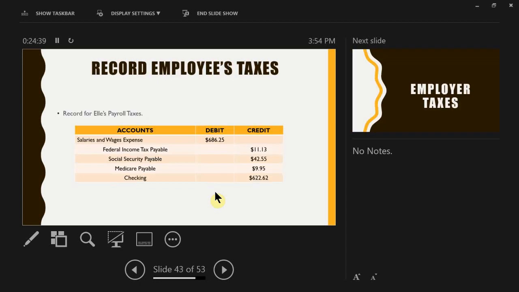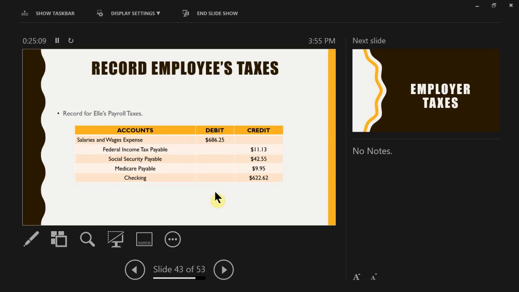So once again, we're going to go ahead and we're going to journalize this. So here's the expense account that we're going to take a look at. It is called salaries and wages expense, right? This is going to be their total amount that they've earned from your company, right? So here, their total amount is $686.25, right?